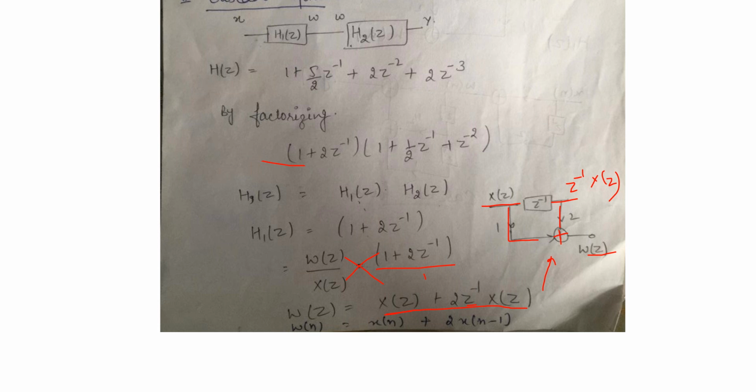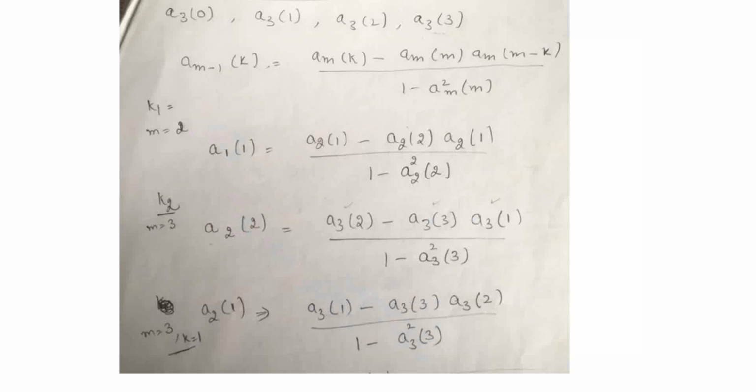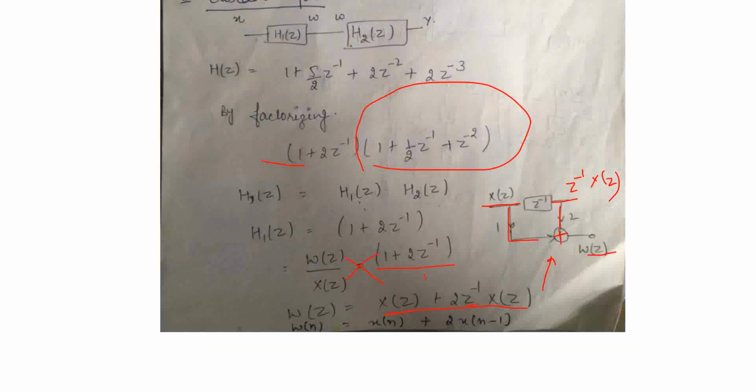Clear? Now you will do the same for h2 of z. Clear? h2 of z is equal to this. h2 of z is written as y of z upon w of z. Here the output is y of z and the input is w of z, and this is equal to this equation.